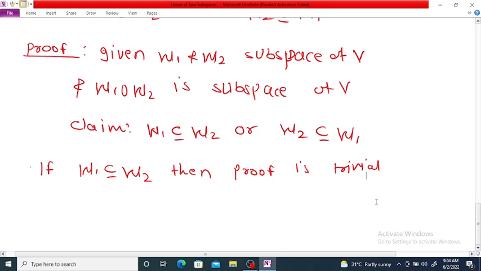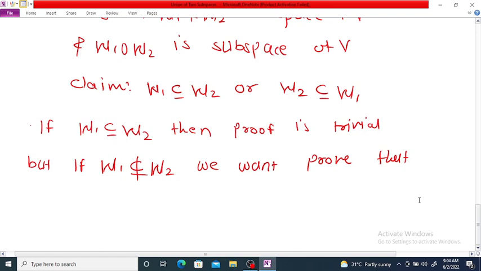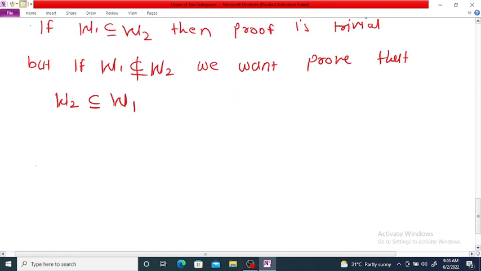But if W1 is not a subset of W2, then we want to prove that W2 is a subset of W1.